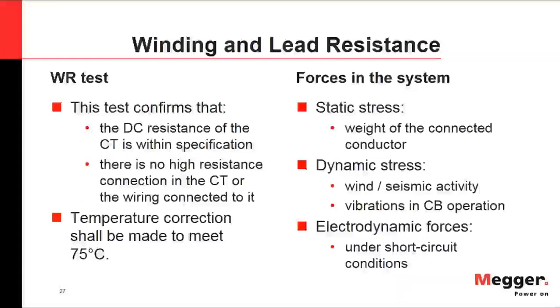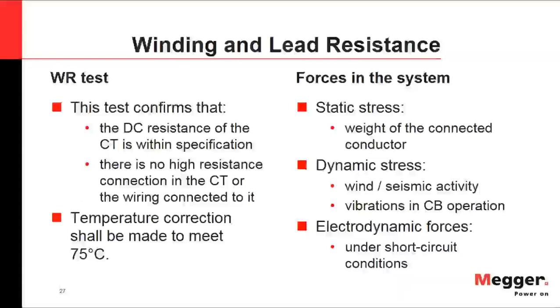Why are we doing winding resistance? Because there are different forces in the system. We have static stress, the weight of the connected conductor. We have dynamic stress: wind, seismic activity, vibrations in circuit breaker operation, electrodynamic forces under short circuit conditions. In order to calculate the ratio correction for a Class C CT, we need to consider the internal resistance and external impedance, including the secondary lead resistance. So it is always a good practice also to know the resistance that we have on the CT.